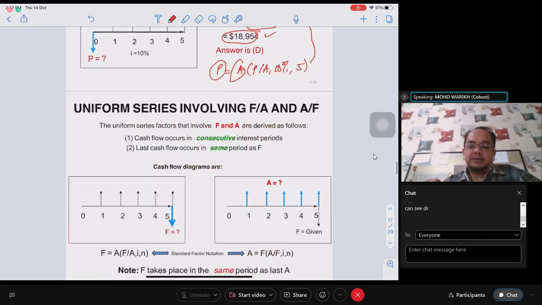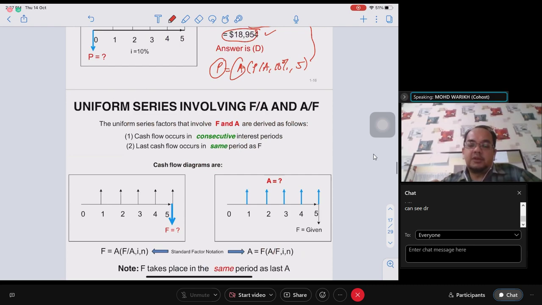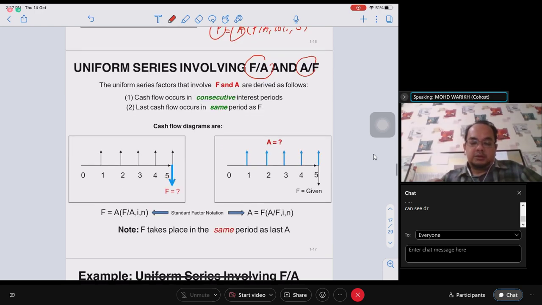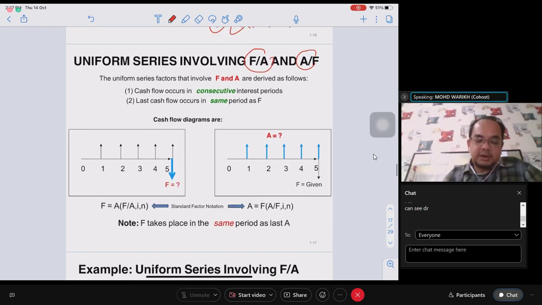Next is about F over A, the future. You have to find F when A is given, or find A when F is given. From this one, F is the future, that means the end of the year. At the end of what number of years? If n is 5, then at the end of year 5 you have to find F.